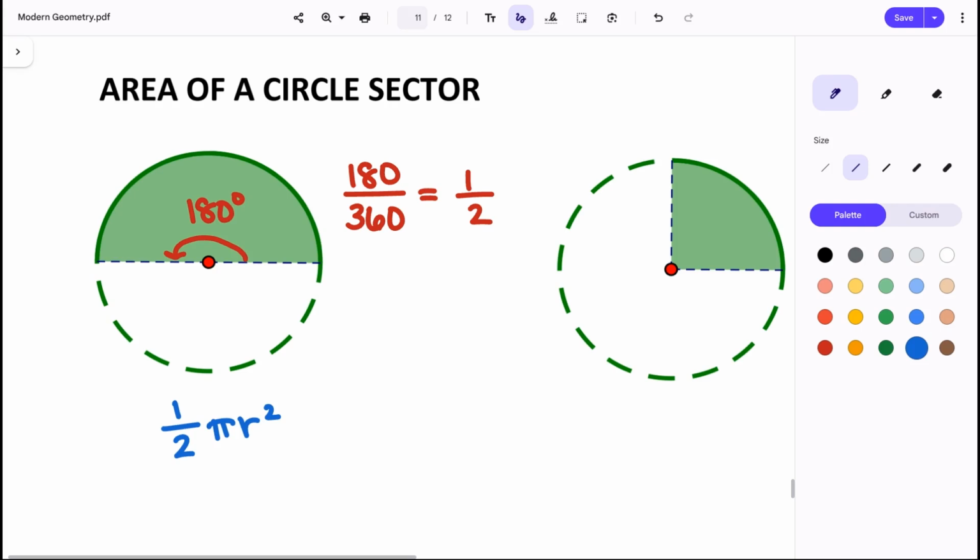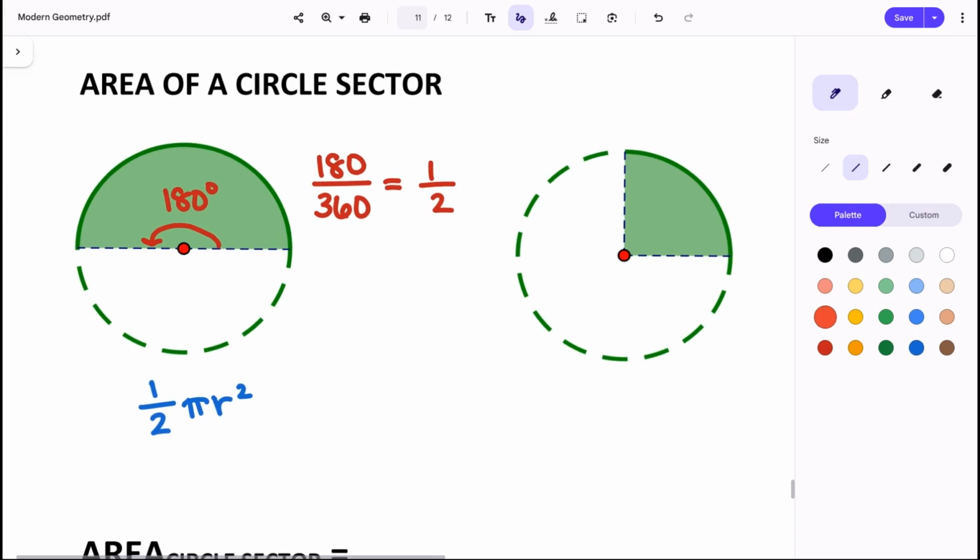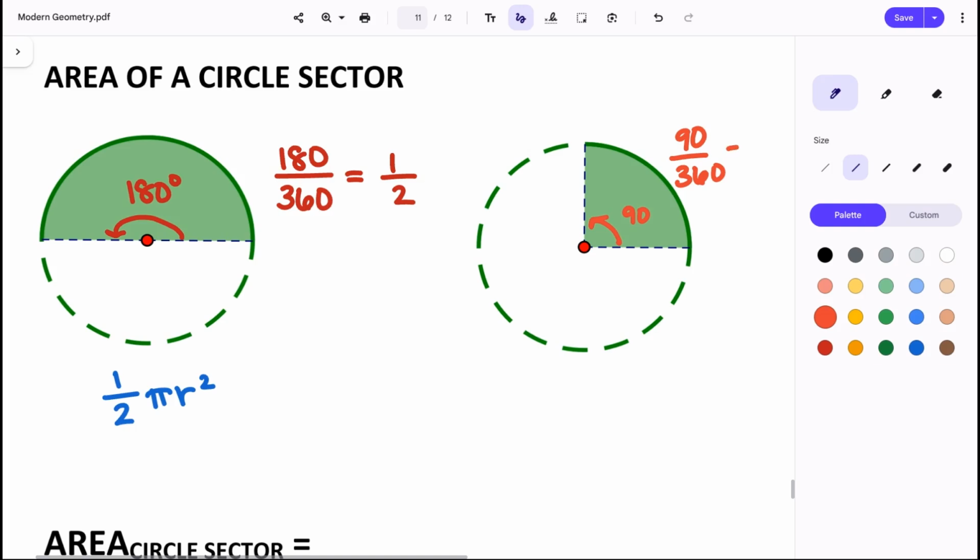What's going on with my second one here? It's a fourth. Because how many degrees would this one be? This would be 90. And so you said a fourth because 90 over 360 is the same as a quarter. So how would we write this formula down here? 1/4 pi r squared. Okay, so we've done that for half a circle. We've done that for a quarter of a circle.